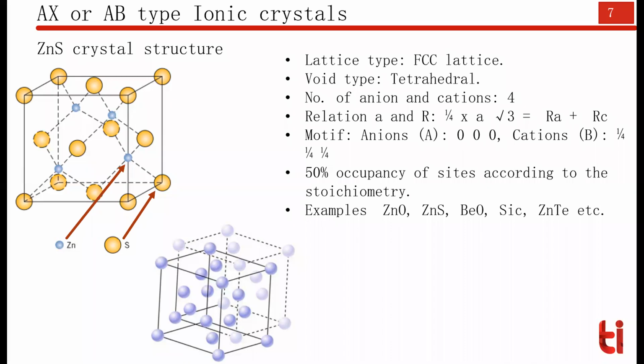So your anions are all at the lattice sites. They are at the corners and at the center of the face. Both these positions are your lattice positions. So your anions occupy the lattice points and hence it is called motif. Is it clear?